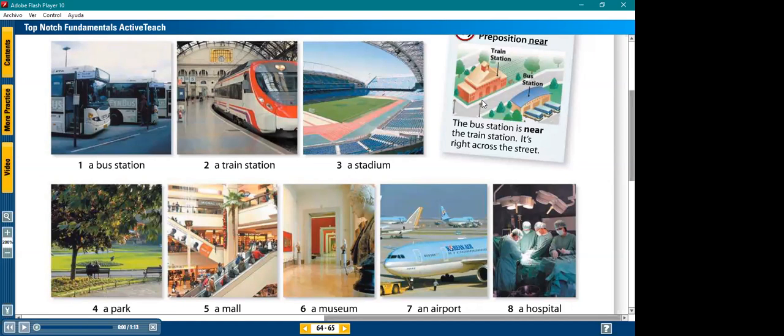A bus station, a train station, a stadium, a park, a mall, a museum, a airport, a hospital.